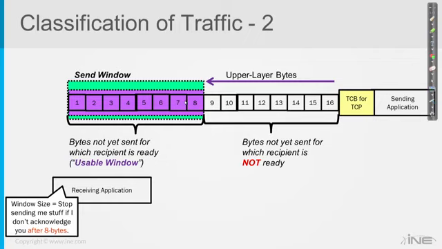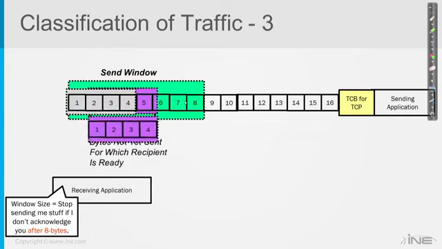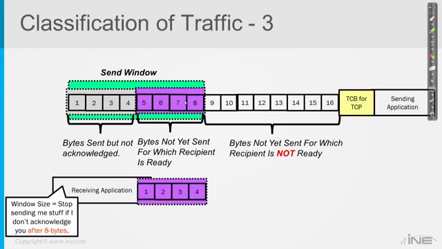All 8 bytes were fit into that 1 category of traffic, bytes not yet sent for which the recipient is ready. Now that I've sent half of them, my sliding window, my send window, is now composed of 2 different categories of traffic. Once again, the maximum I could have outstanding would be 8 bytes, but I haven't sent 8 yet. I've only sent 4. So in my window, I've got 4 bytes which have been sent but not acknowledged, and I've still got another 4 bytes which have not been sent, but the recipient is ready.